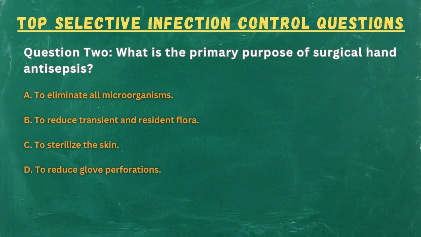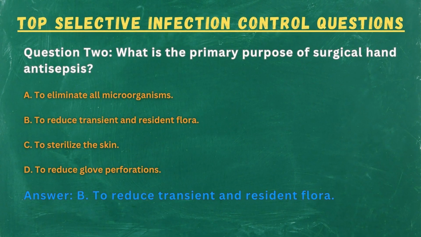Question 2. What is the primary purpose of surgical hand antisepsis? A. To eliminate all microorganisms. B. To reduce transient and resident flora. C. To sterilize the skin. D. To reduce glove perforations. Answer. B. To reduce transient and resident flora.